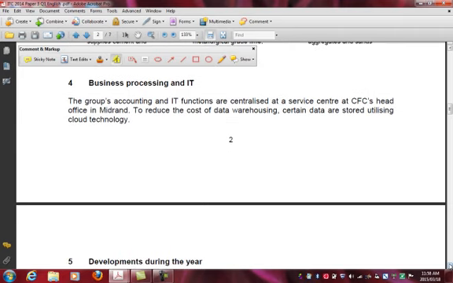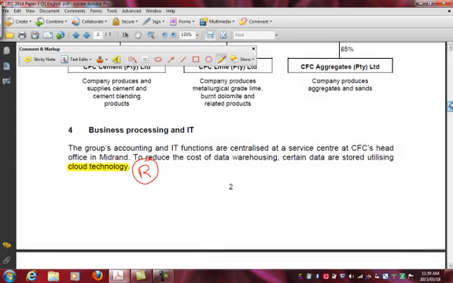In terms of question or point 4, business processing and IT, the group's accounting and IT functions are centralized at a service center at CFC's head office in Midrand. To reduce the cost of data warehousing, certain data are stored utilizing cloud technology. Okay. Guys, this is a bit of a risk because the company then doesn't have full control over that data.